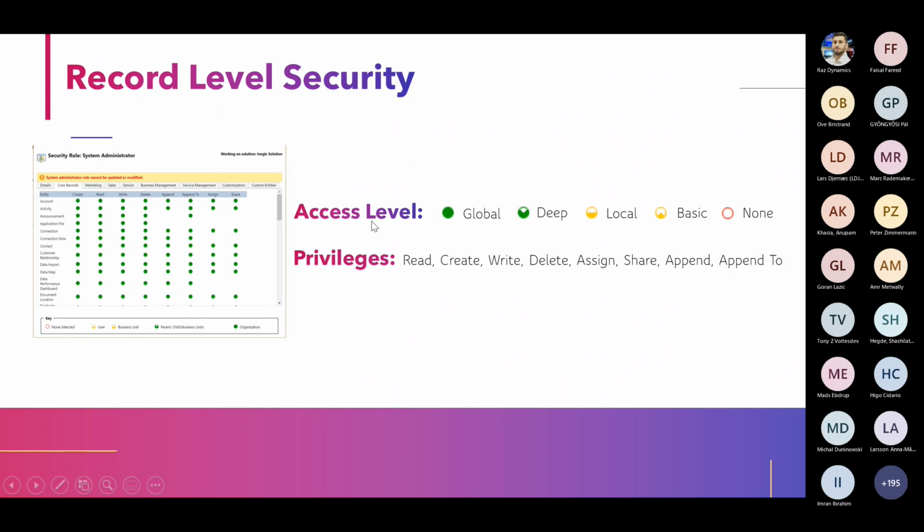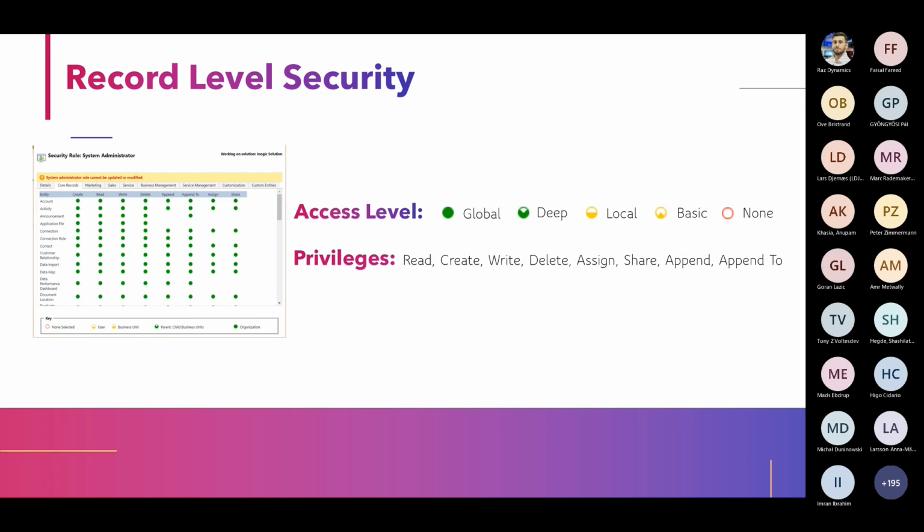So the access level basically decides what sort of level you should have. In the case of global, you can access all the contact table data, despite it belonging to any of the users, right? You can access all the contact data available in a particular organization. Deep is what we used to call the parent-child relationship actually. It is basically the business unit level, where you can access the information related to your business unit.